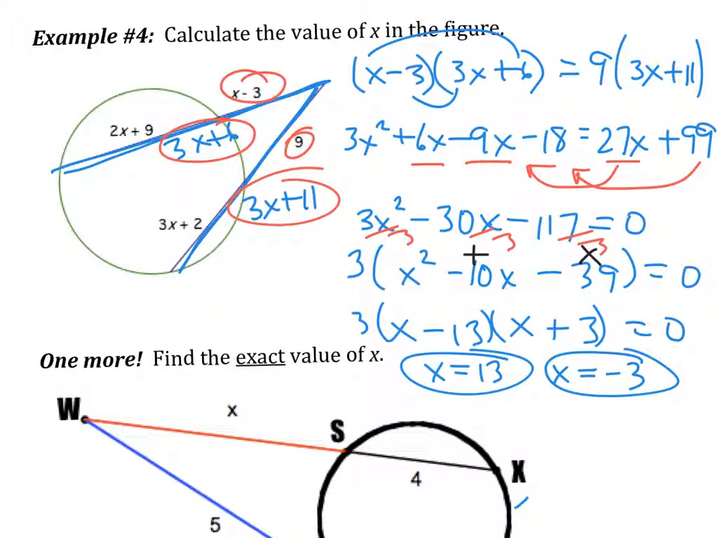Now let's think about this. If we go and plug in a negative 3 up here, we get a negative 3 minus 3, or a length of negative 6. Can you have a length that is negative? Nope. So guess what? We got to throw this answer out. It's an extraneous solution. It doesn't work. All that for nothing. No, x equal to 13 is our other answer.